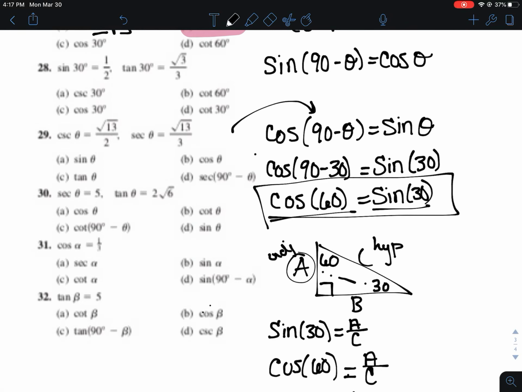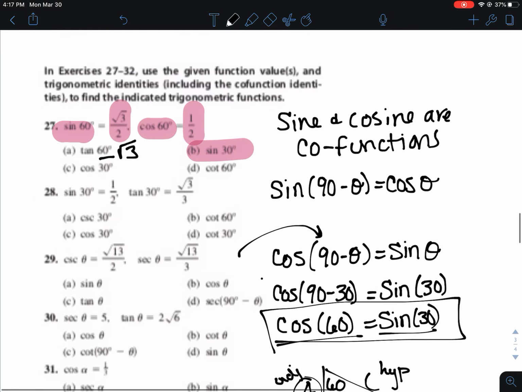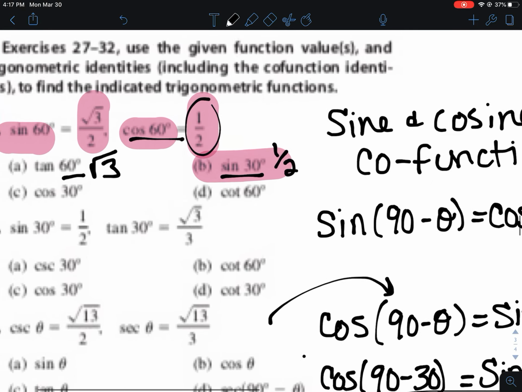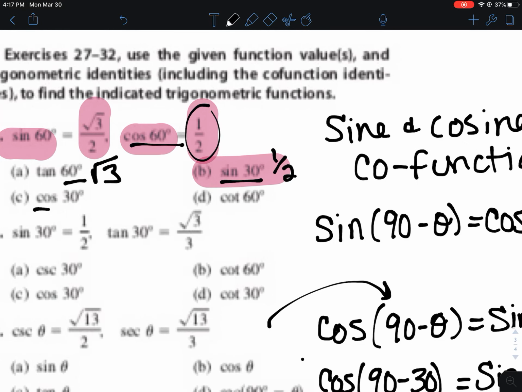So all I have to do, once I know the cosine of 60 is the same as the sine of 30, is say the sine of 30 is equal to 1/2. Didn't have to do any math there, just had to look, right? So similarly, the cosine of 30 has to be the same as the sine of 60. These are complementary angles, and sine and cosine are co-functions. So square root of 3 over 2 is the cosine of 30.